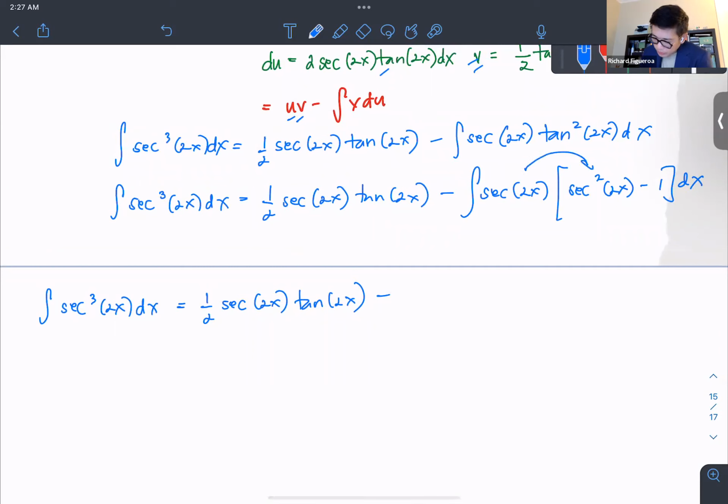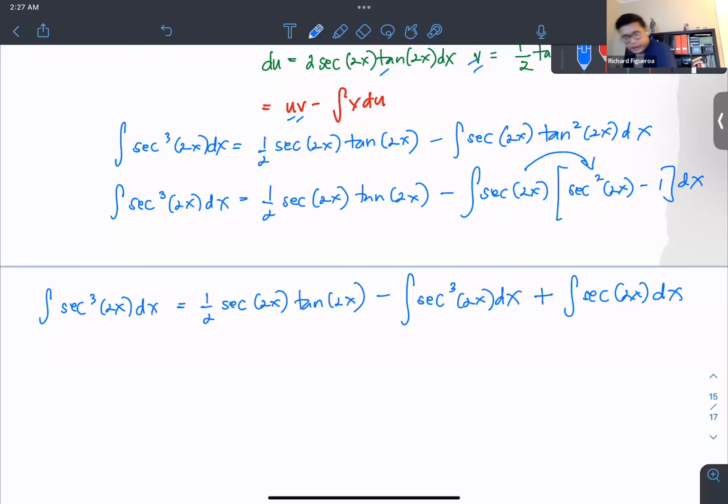I'm going to multiply this one here. So negative times secant and secant squared, so minus secant cube 2x dx. Then the negative secant multiplied with the negative 1, so that would become plus the integral of secant 2x dx.